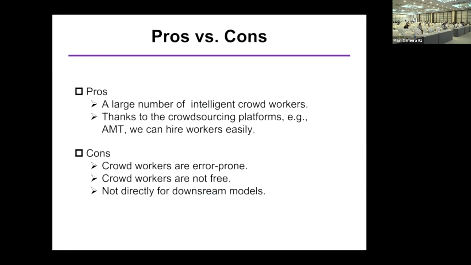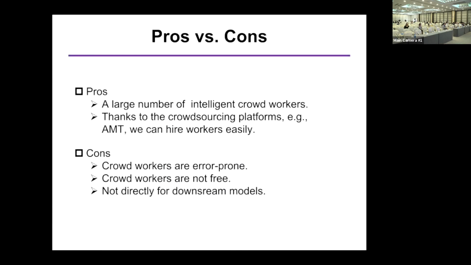So the pro of the crowdsourcing method is that you can hire a large number of intelligent workers. Thanks to crowdsourcing platforms like AMT, we can hire workers very easily. The disadvantages are that crowd workers are error prone, so you need to improve quality. And crowd workers are not free, and this method is not directly for the downstream models. It just generates the labels, and then you aggregate their answers and infer the final labels, and then you use these labels to train the model.